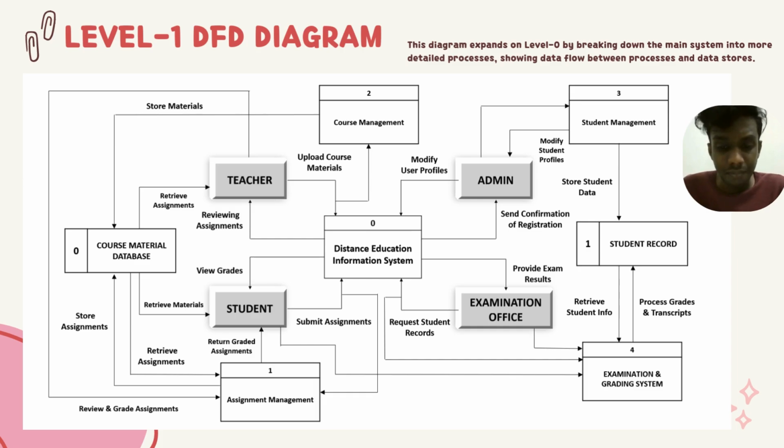And for the next one, it goes to student. When we go for student record, that is the second store data. It is a process in between the examination office and the admin, and there are two types of data, that is the process: student management, and examination and grading system, where I would like to start from student management.